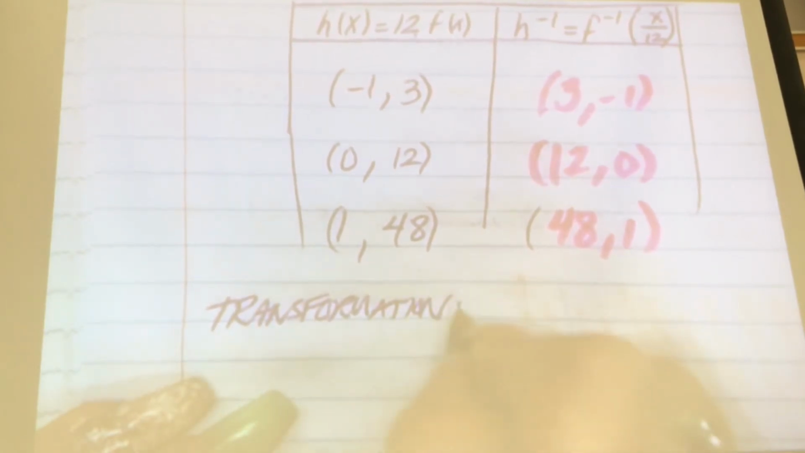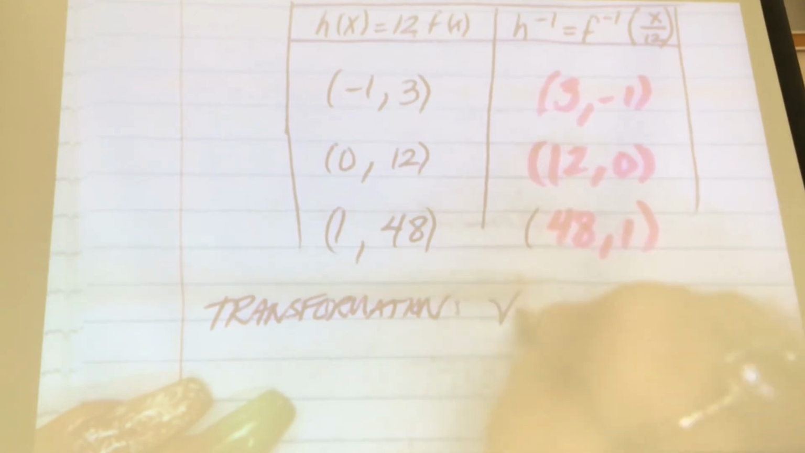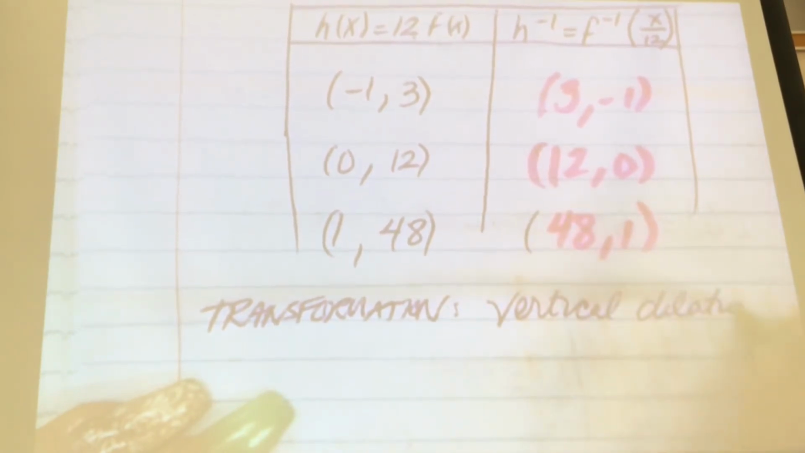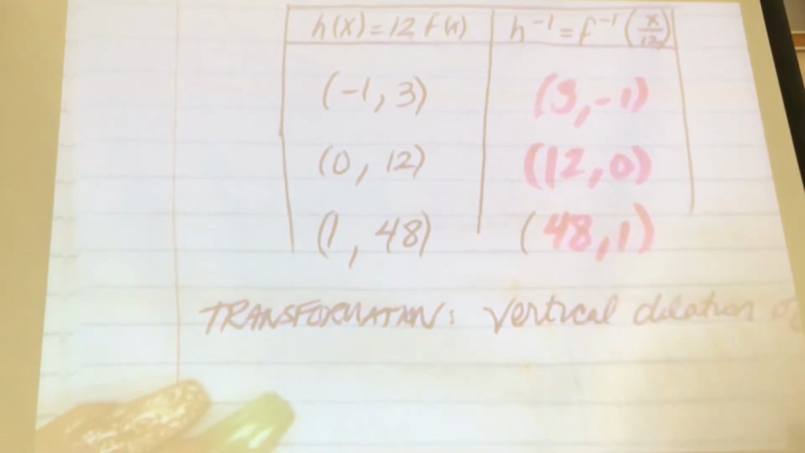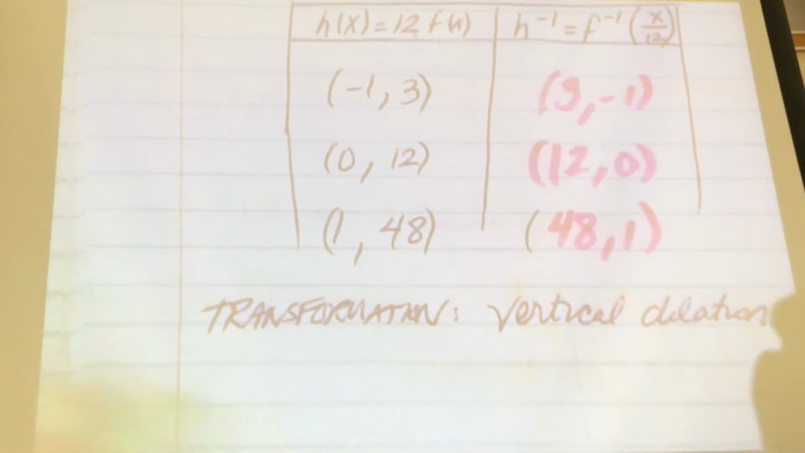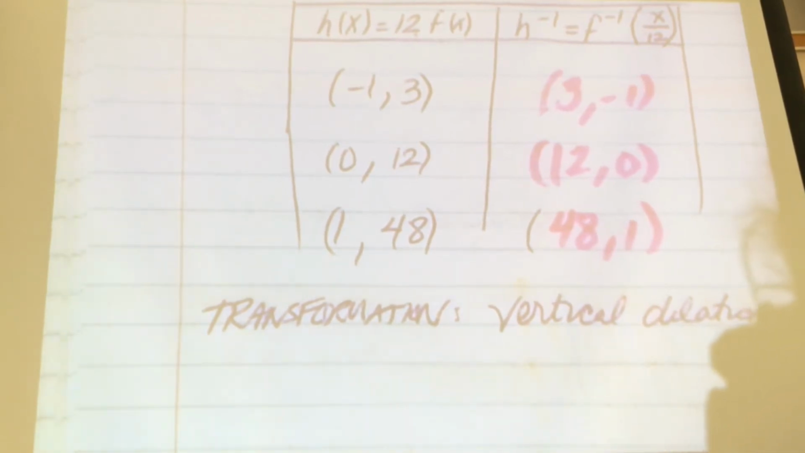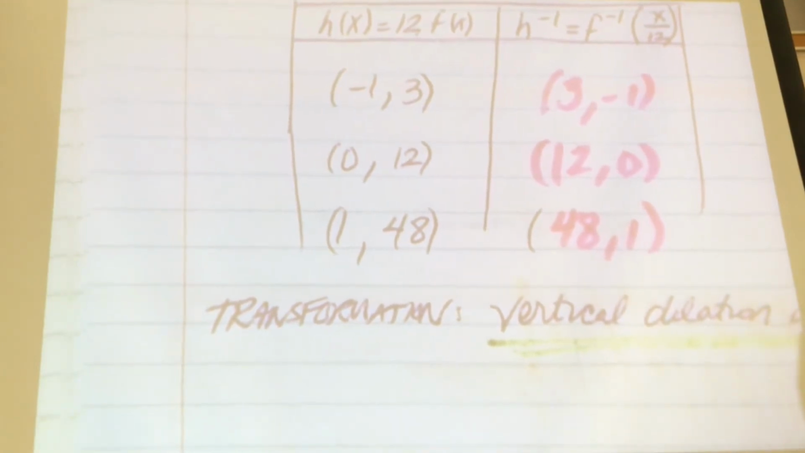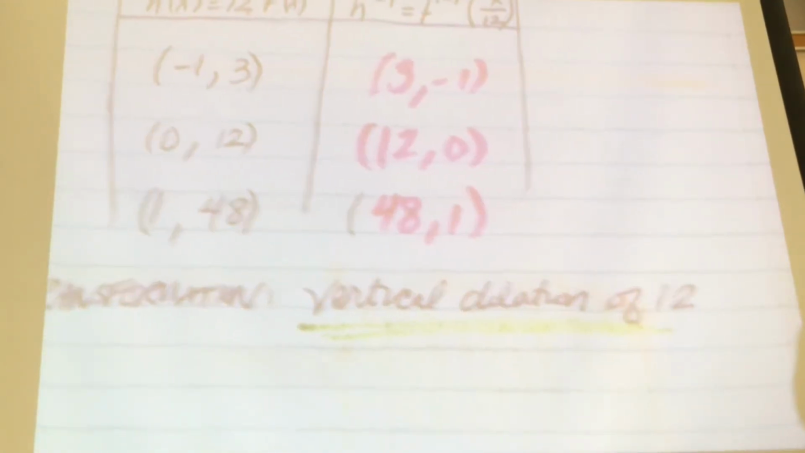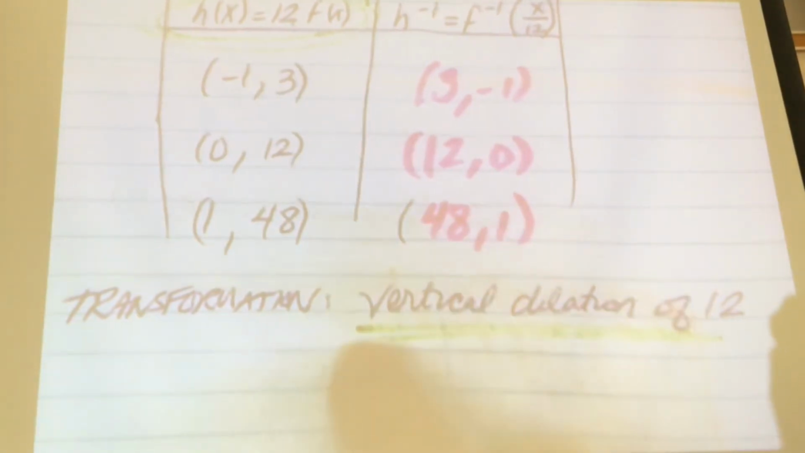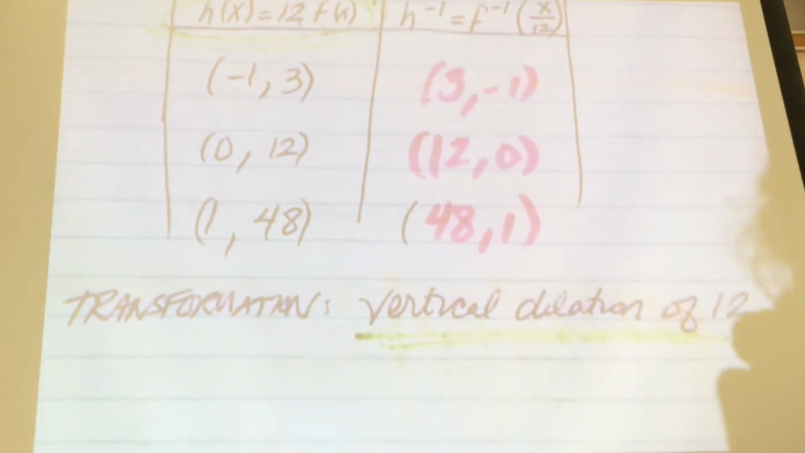This transformation would be called a vertical dilation of 12. That's this. Vertical dilation of 12 is this right here. This goes with this.